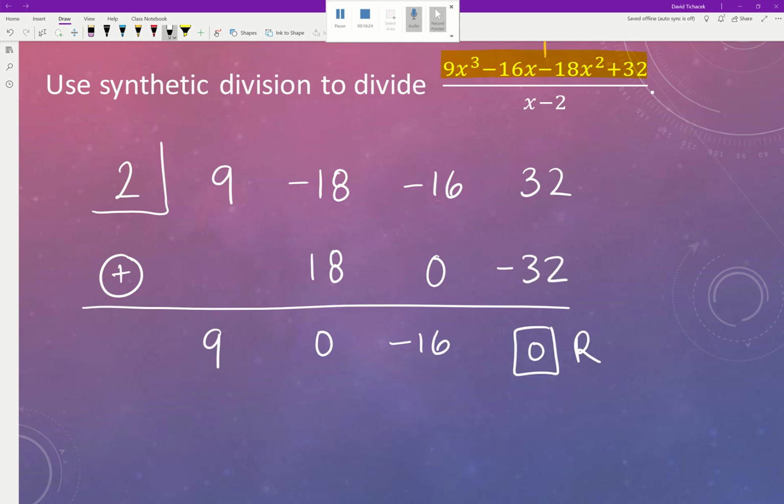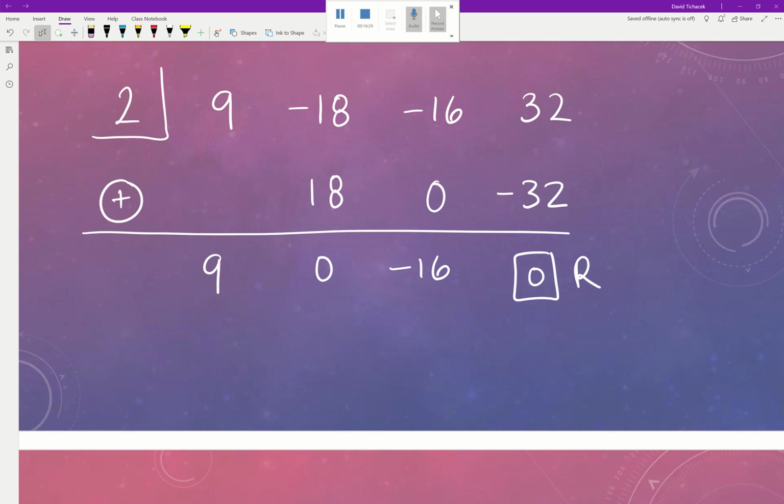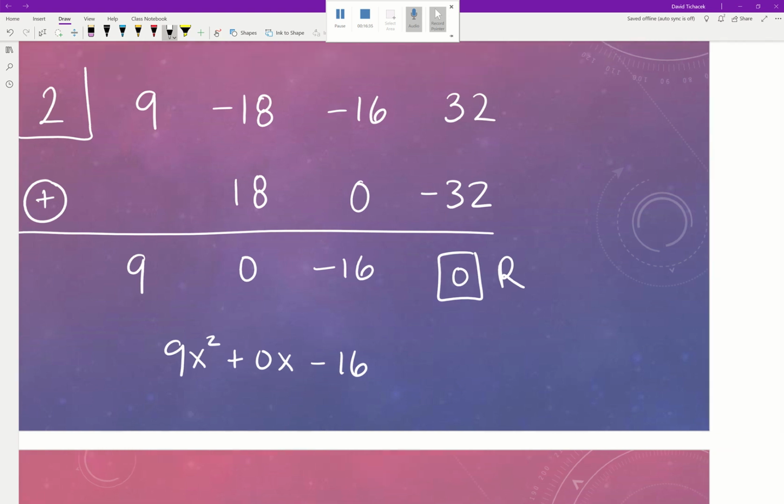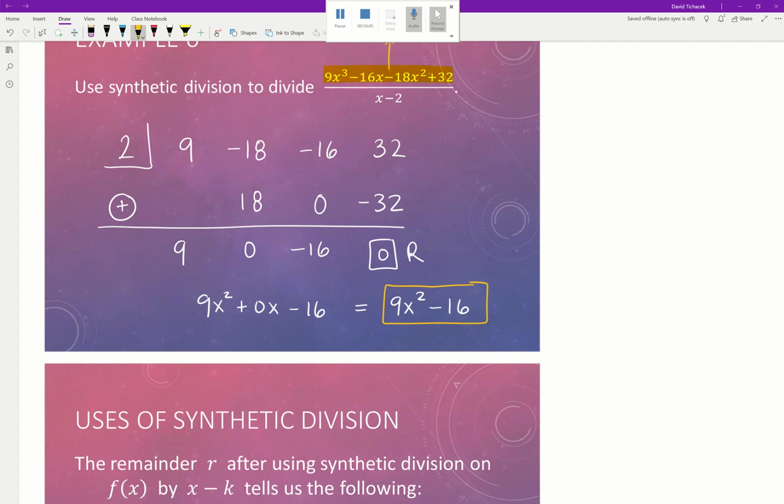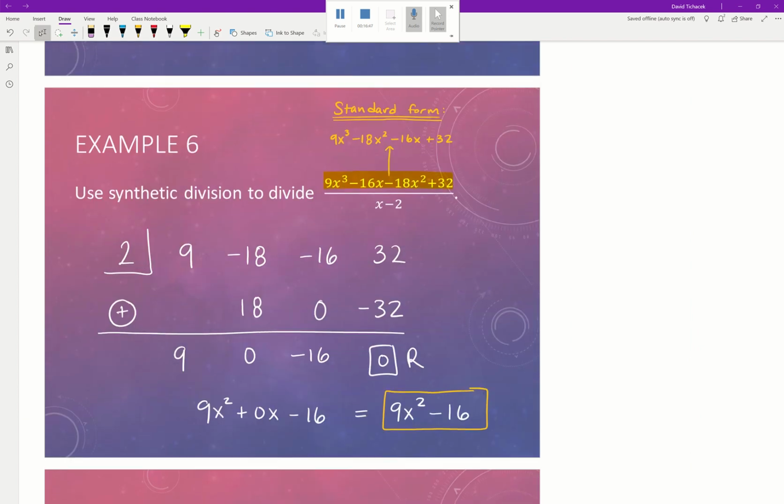Okay, so remember that last number, of course, is the remainder, and then we get a final result here of negative 16 plus 0x, and then plus your 9x squared here. Now, that 0x, of course, is not going to be something that we're going to leave in our final answer. We're going to simplify this as much as possible, and so we end up with a final quotient of 9x squared minus 16. And, of course, the remainder is 0 there. Okay, so you can see that that is meant to be a very, very fast process.